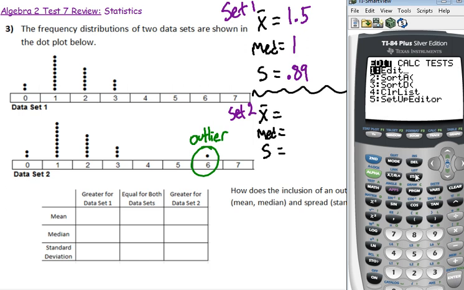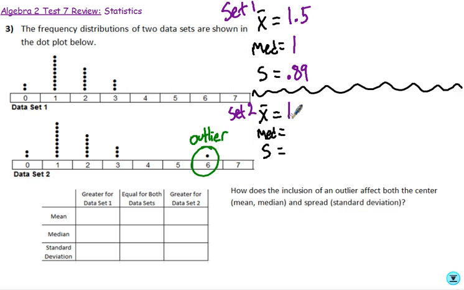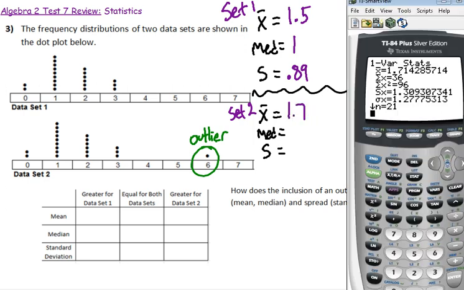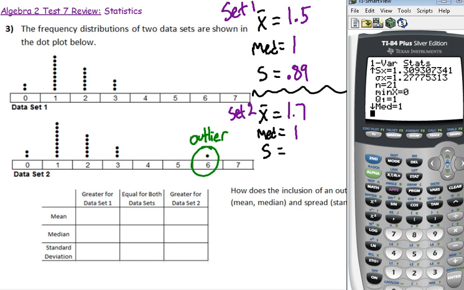And basically what this question is asking is, how does an outlier affect your numbers? If you have an outlier, what does that do? So we'll go stat calc, and we'll run the numbers again. So we get 1.7 for our average, or our mean. Our median, scroll down a couple here, is 1. And then our standard deviation is 1.3.